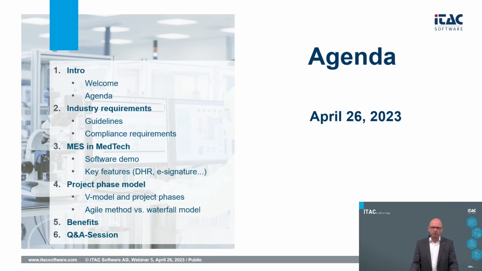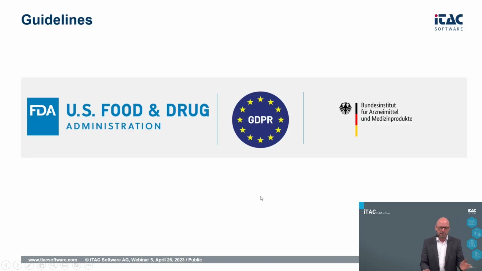The software is one part, but you also have to drive the whole project. So we want to talk about the V-model and the project phases, how you come to a running and validated solution in your factory. Therefore we also want to talk about the agile and waterfall models. Then we want to summarize the benefits, and last but not least, you are invited to raise your questions during the webinar, and we will try to answer every question at the end. That's the agenda so far, and we are starting with the guidelines.